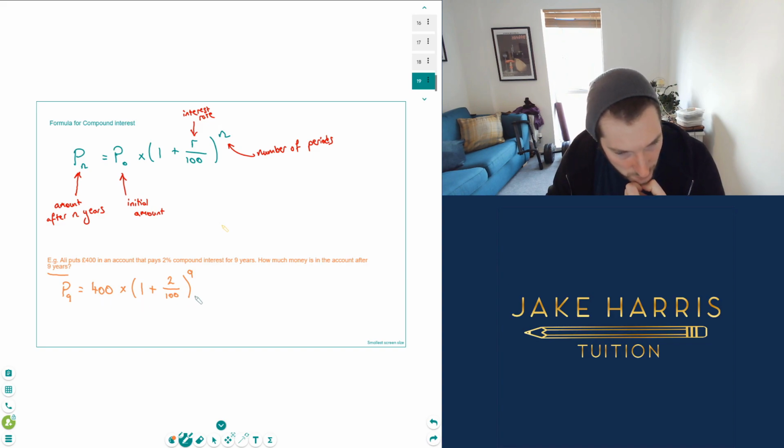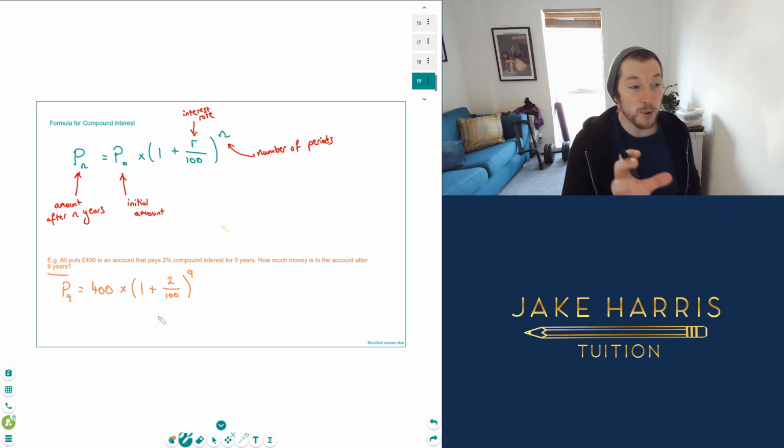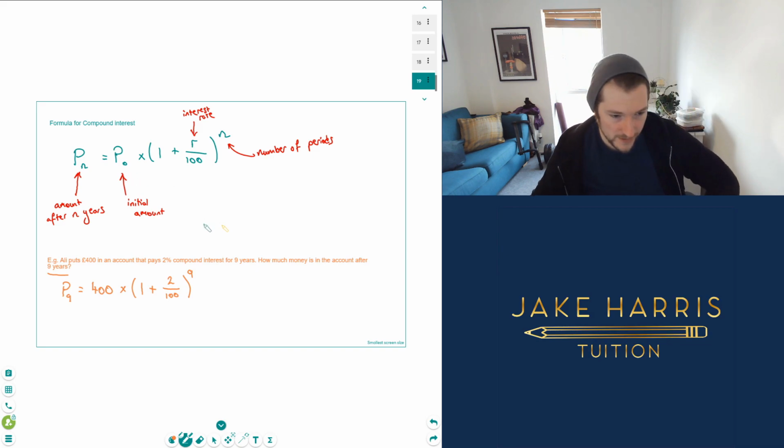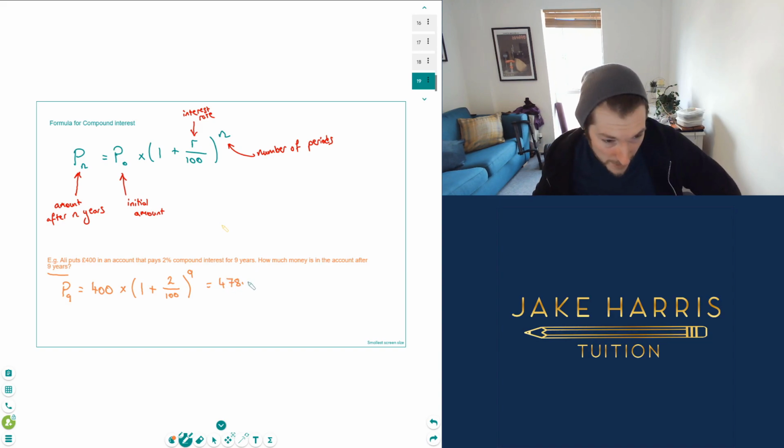And that gives you the number that you have to put into your calculator. And if you put that carefully and exactly into your calculator, it will give you the answer. Although, obviously, you've got to be careful with the brackets and the fraction and stuff like that. I'll just do that now. And that gives me £478 and 4p.